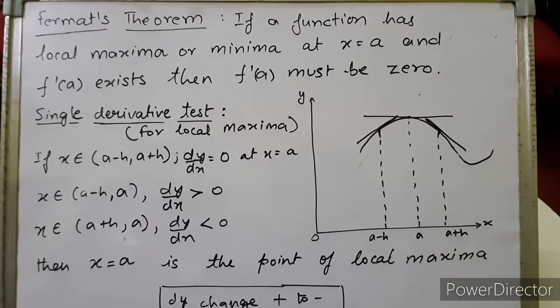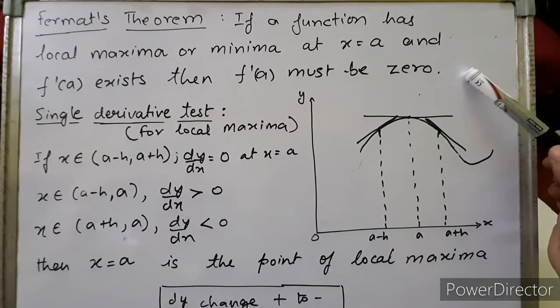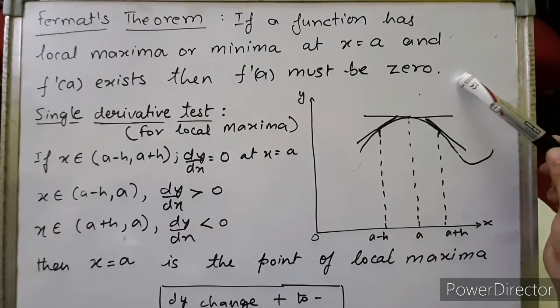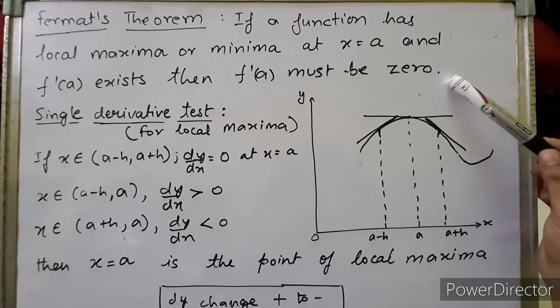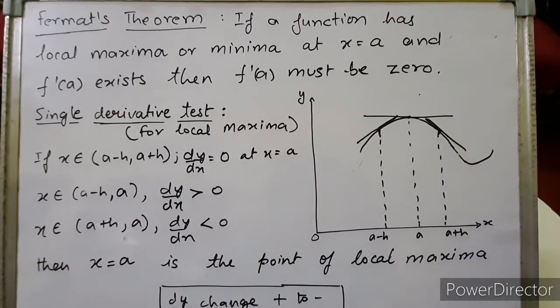Right. So this theorem says that the derivative of the function at x equals a is 0, which means either a local maximum value or a local minimum value lies at that point. Right. Now let's discuss the single derivative test for finding local maximum value or local maxima.